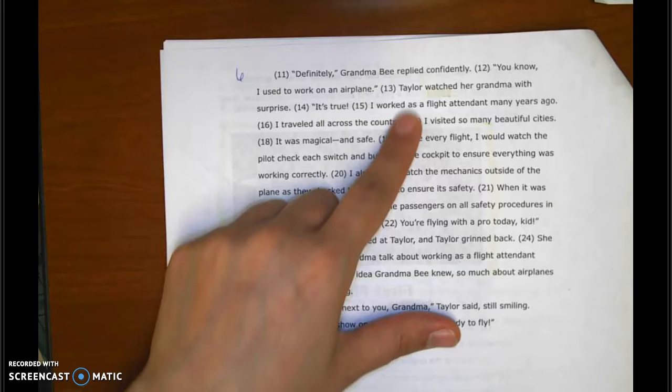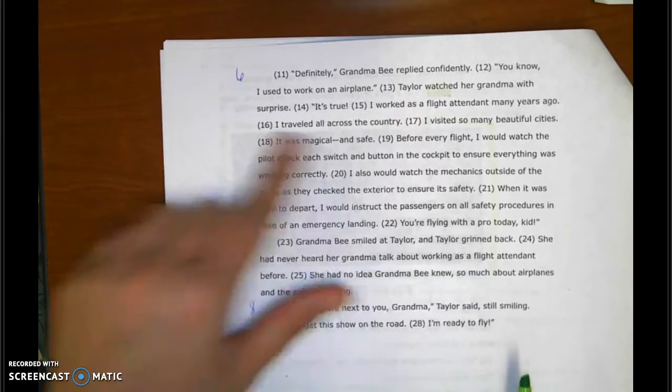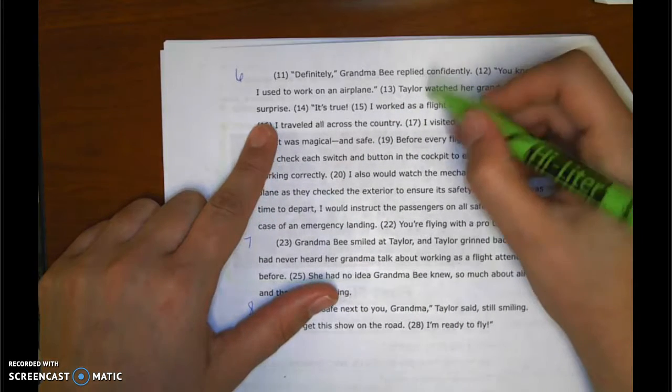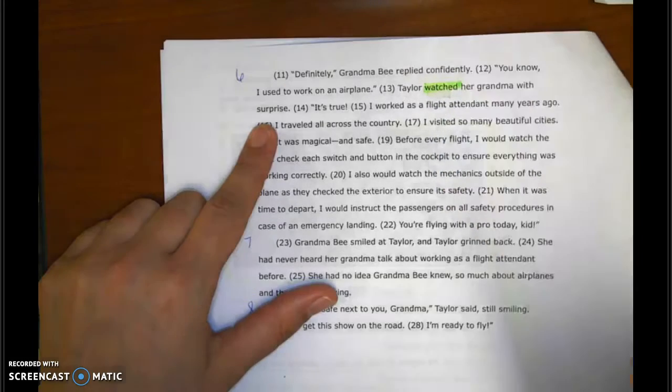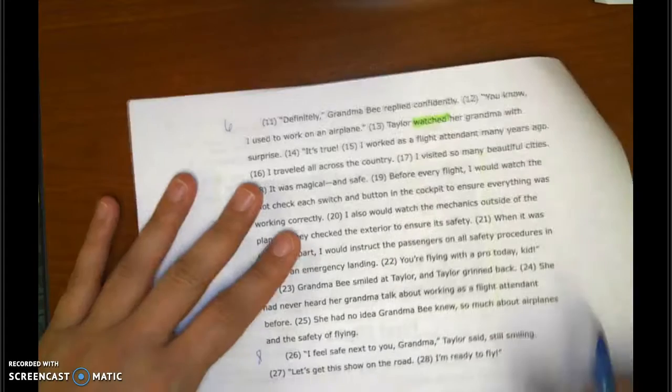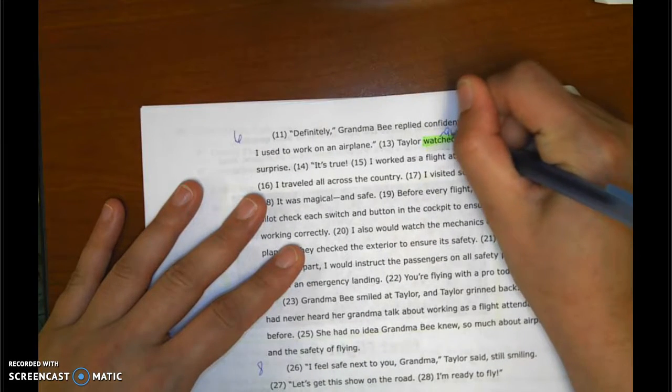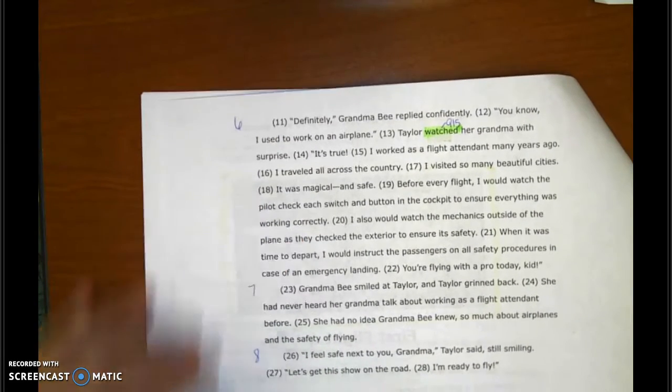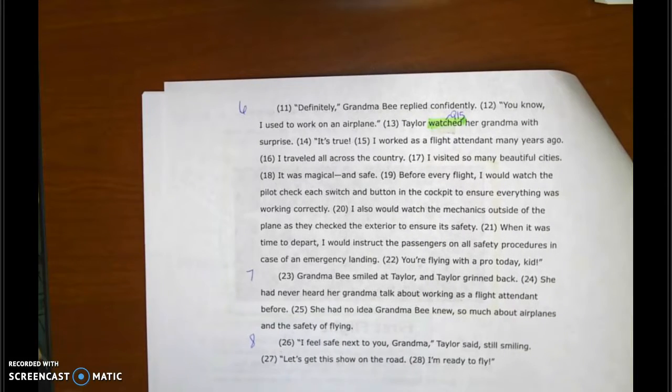I'm going to go to sentence 13. Sentence 13 is on the second page of my text. I'm going to find sentence 13. Taylor watched her grandma with surprise. I'm going to highlight watched because that is the word they're asking me about. And I'm going to write question 15. Okay, question 15. Taylor watched her grandma with surprise.